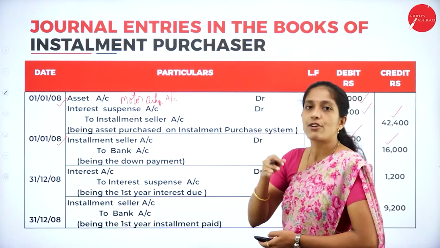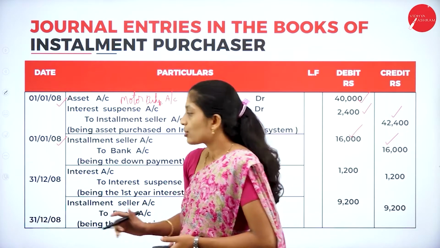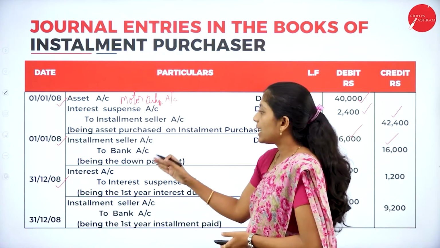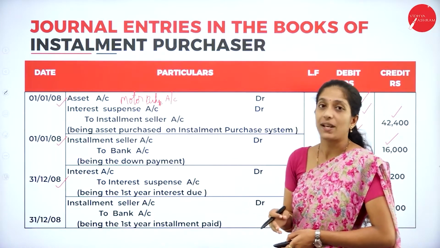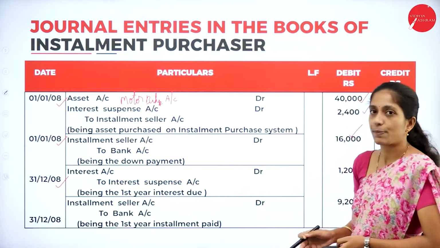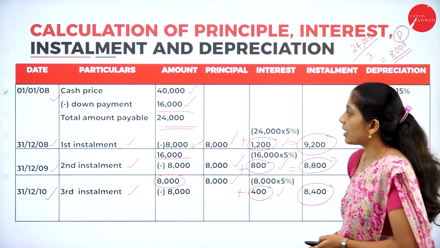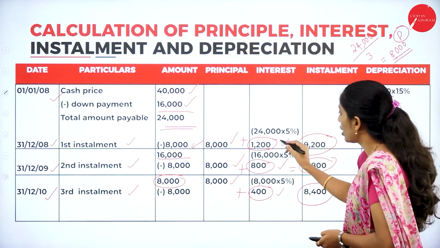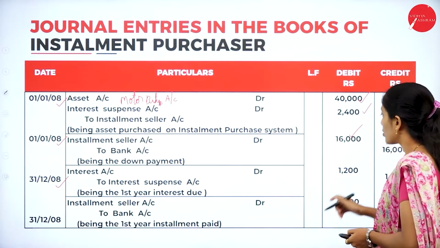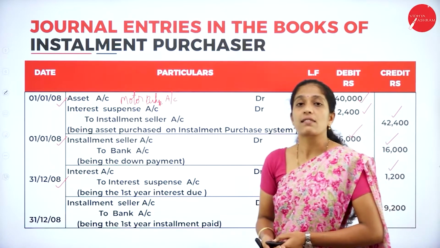Now come to the end of that particular financial year, that is 31/12/2008. So what is the entry? It is for interest due. Interest account debit to interest suspense account, that is first year interest, being the first year interest due. Now what is first year interest due? That is 1,200. So write this 1,200.